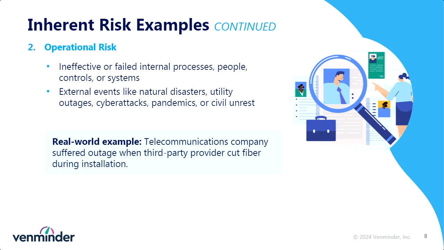So if you think about a vendor that hires inexperienced employees, this could create delays or some other operational disruptions for your organization. The second category of operational risk refers to external events like natural disasters or outages, some of which aren't fully avoidable. But it's still important to identify these risks so you can determine whether the vendor is prepared to respond and recover from these events. An example shown here is a telecommunications company that suffered an outage because a third-party provider cut fiber during the installation process.